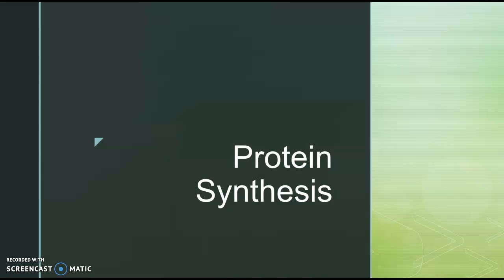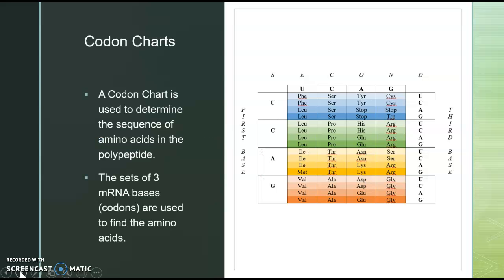And that's very important because that is how the body makes proteins. And the body needs proteins so that it can do the stuff it needs to do. The body won't do anything if it doesn't have the proteins to do it. This comes into why we need codon charts.